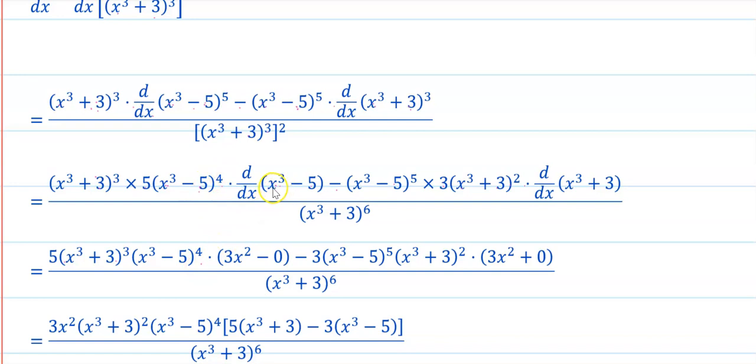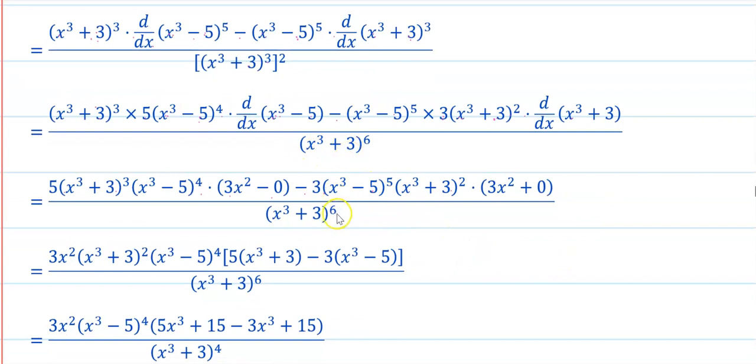Now the derivative of x cube is a 3x square, derivative of 5 is 0, minus here is a 3, x cube minus 5 bracket is to 5, x cube plus 3 bracket is to 2, and into ddx of x cube plus 3. Derivative of x cube is a 3x square, derivative of 3 is a 0 in this way. Next, x cube plus 3 bracket is to 6 here. Put a normal multiplication here, 3x square here. Okay.